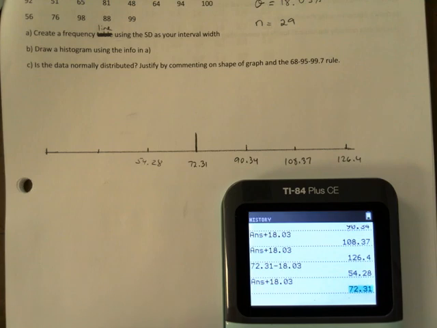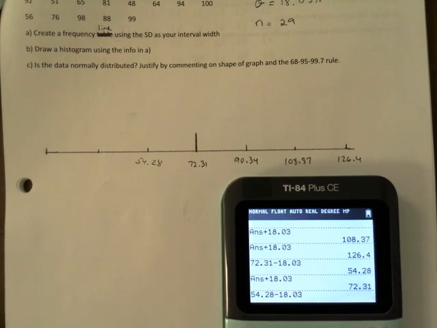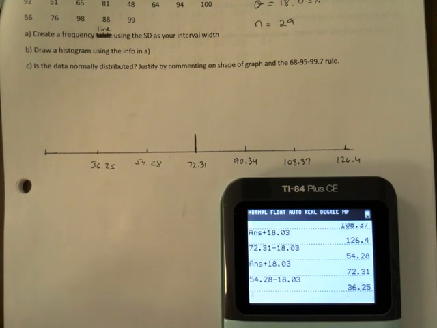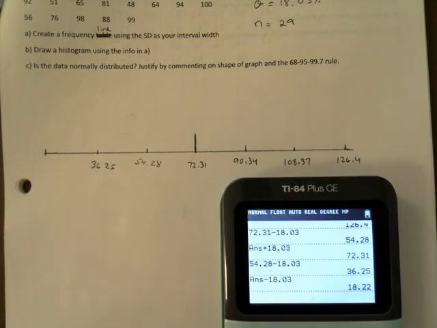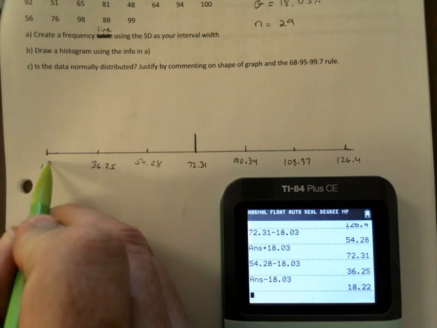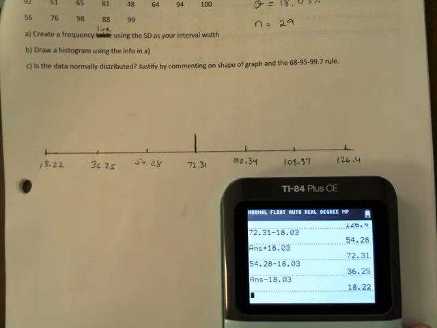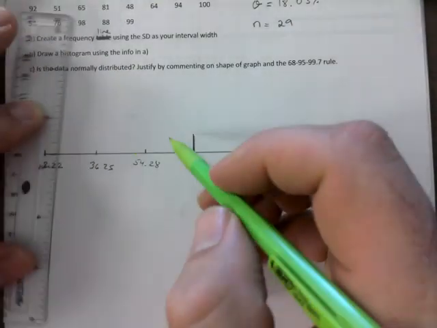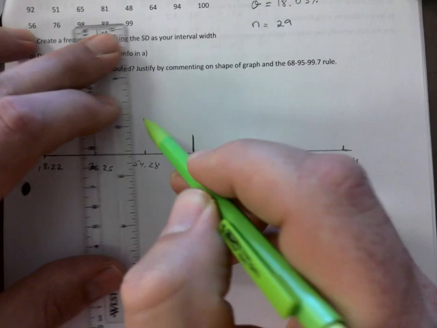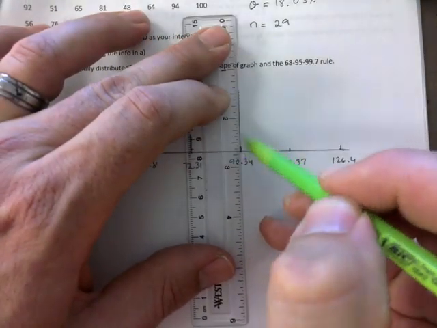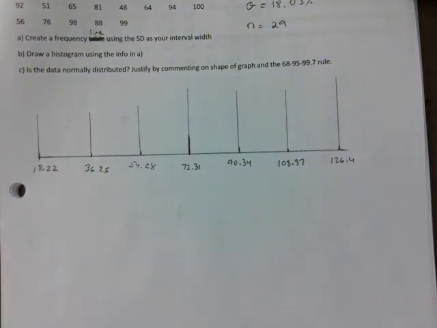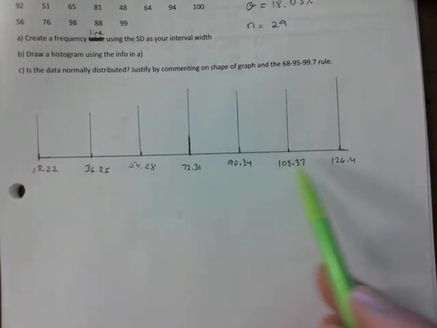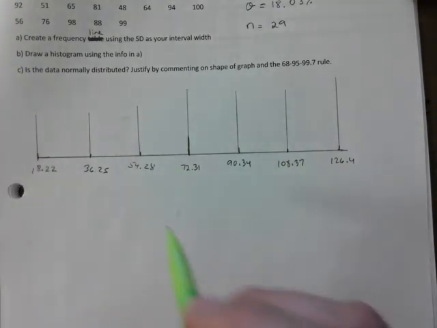I added 36.25, 18.22. There we go. You could, after you've done this, you could technically draw a histogram or frequency polygon, no problem, right? Just put this along the x-axis, you add a y-axis, and then you go for it.